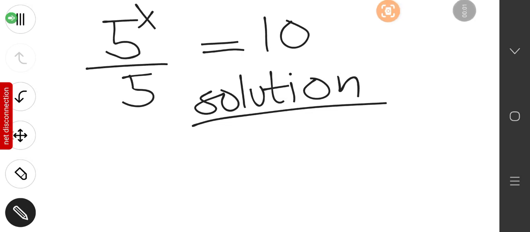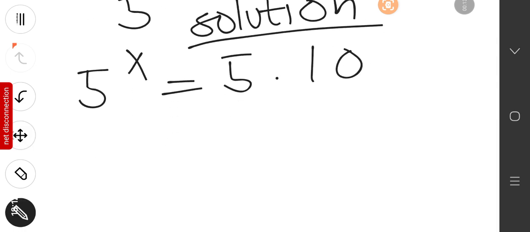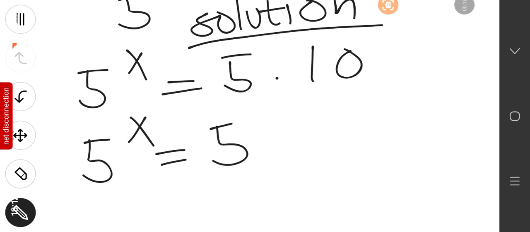The class. So we have 5 exponent x over 5 equals 100. Okay, so our equation becomes 5 exponent x equals 5 times 10. All right, so we are going to have 5 exponent x equals 5 exponent 1. 5 is the same as 5 exponent 1.